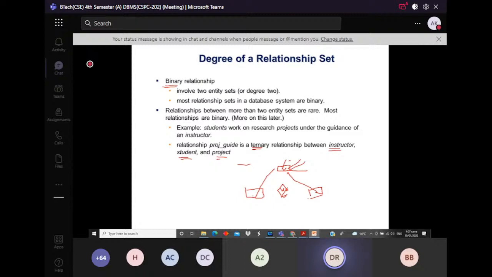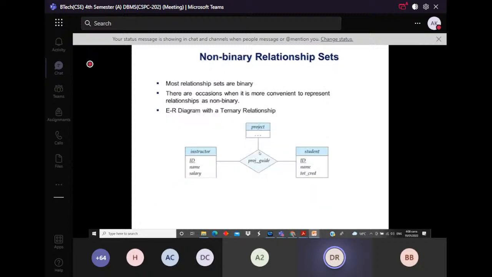When a relationship is between more than two entities, it is called an n-ary relationship. If the number of entities is 3, it is called a ternary relationship. For example, you can see this one, right? This is a ternary relationship. Yes, clear? What is a binary relationship and what is a ternary relationship? Yes, ma'am.